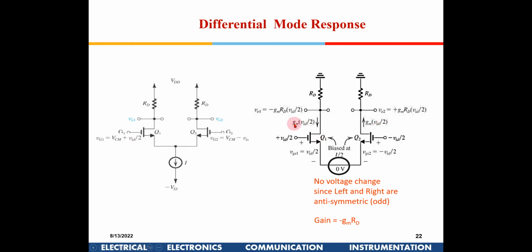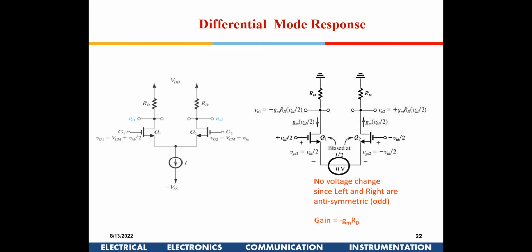Now this GM corresponds to, remember, ISS by 2 when we compute that. So this is the two gains, GMRD, ID by 2. So total differential gain will be GMRD again. The differential gain will be GMRD, right? Is it okay with all of you?